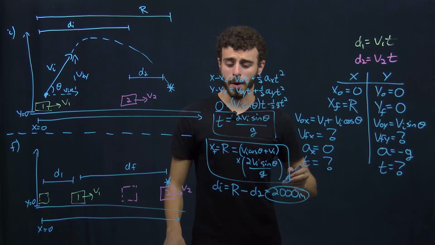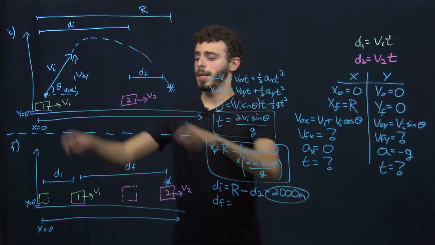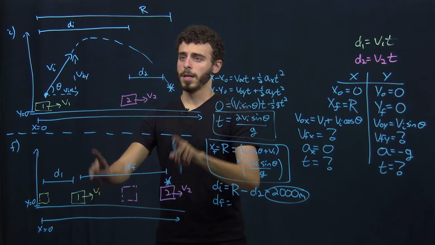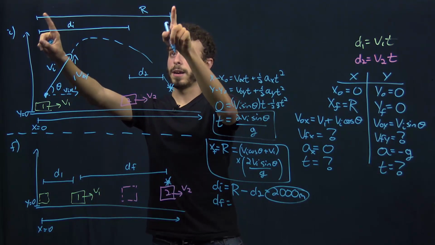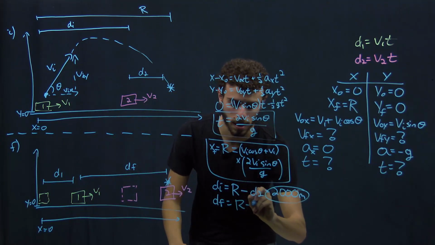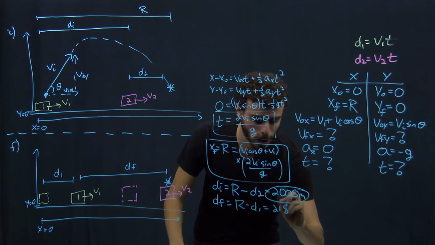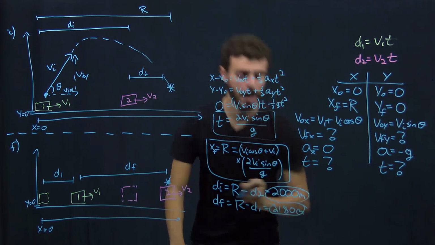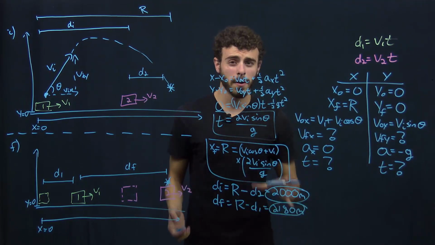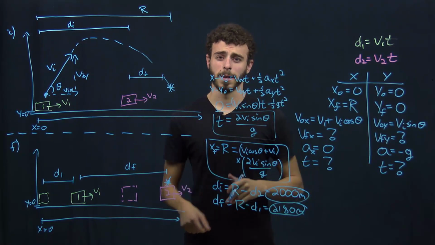And then our second one we can solve for is going to be d_f. And so then in the same reasoning, we see d_f is down here. So if we want d_f, we can take r minus d_1, and that'll give us d_f. So r minus d_1. And then if you solve for that in the same way, you should get 2180 meters. So now these are our final answers. So we now have our initial separation and our final separation.